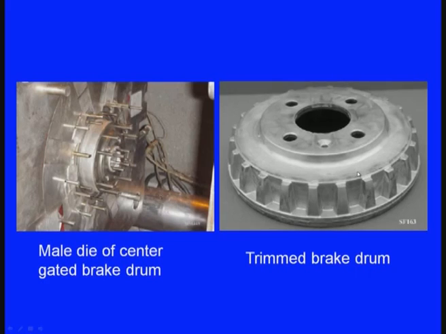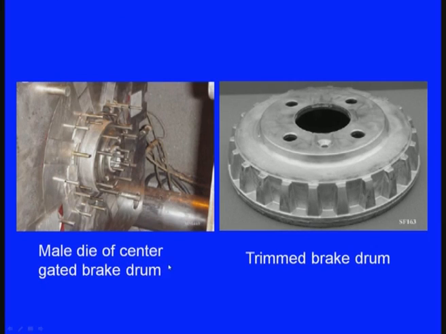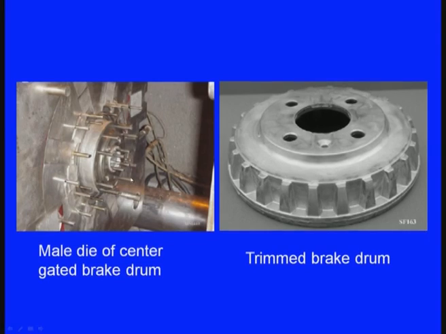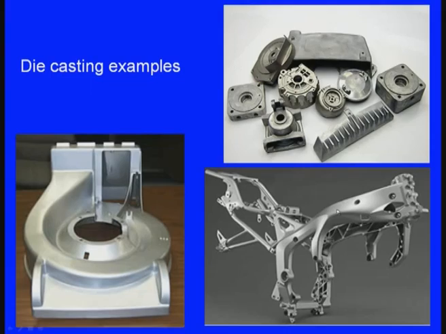So, this is made by pressure die casting process. This is the male die of a center gated brake drum. This is the male die. Now, we can see here more examples. All these components are made by pressure die casting process.